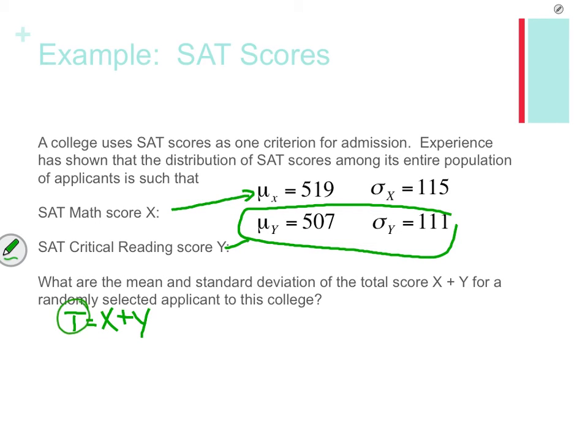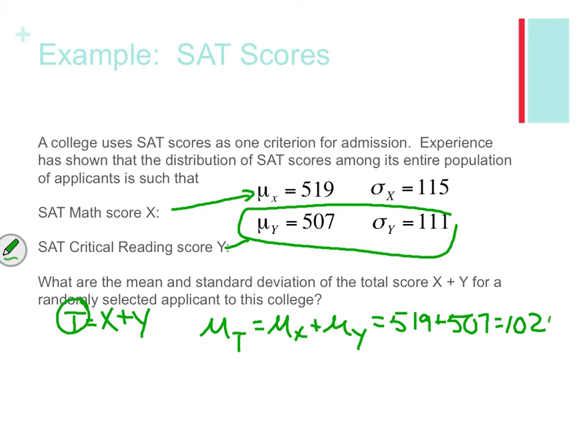So a new random variable, the total score for a randomly selected applicant, is going to be their combined math score and reading score. Okay. So to find the mean of t, I'm just going to take the mean of x plus the mean of y. That's easy enough. 519 plus 507 means I have a mean or expected value of 1026.